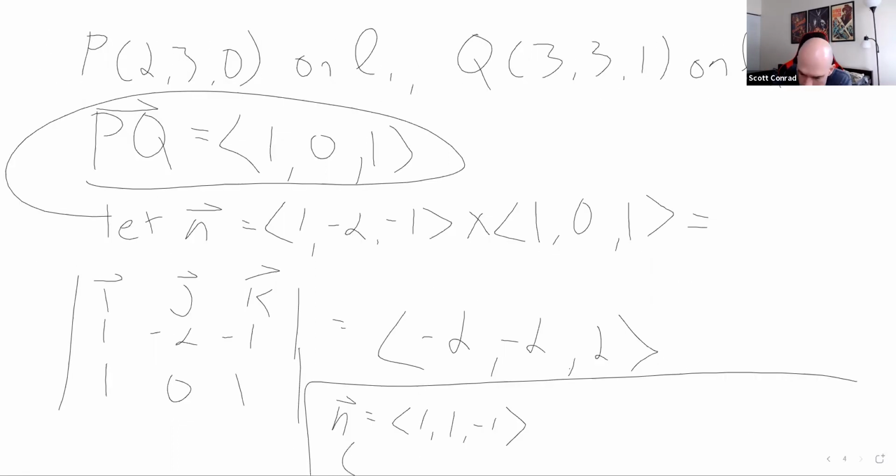So we could get 1 times x minus 2, plus 1 times y minus 3, minus 1 times z minus 0, so minus z equals 0, is also another possible way to express the equation. Does everyone understand that point?